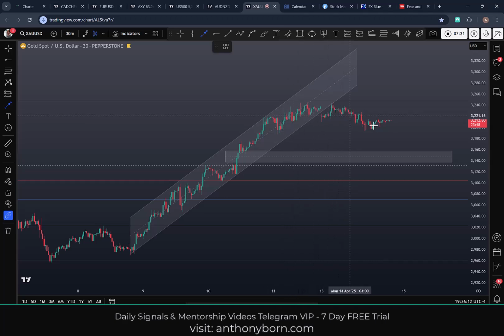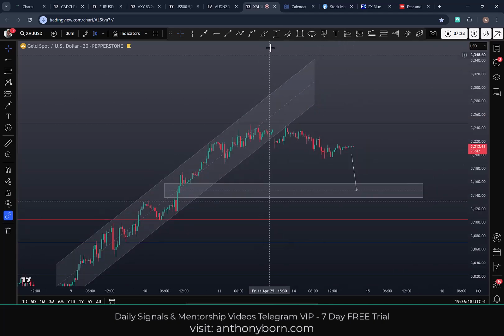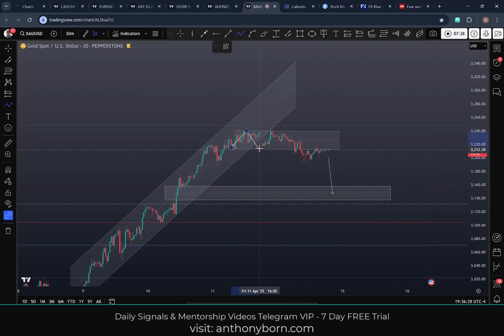Just be careful, because if we're going to see a significant drop, let's just mark this up. We've got this range through here, and I would expect to see something like this. The range, a bit of a fake out drawing in sellers, and that sets up buy stops. They run those stops and then we get the move.